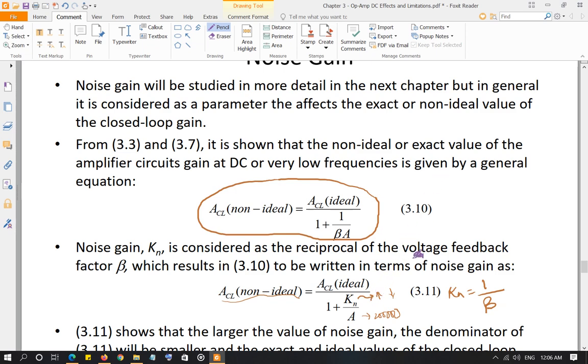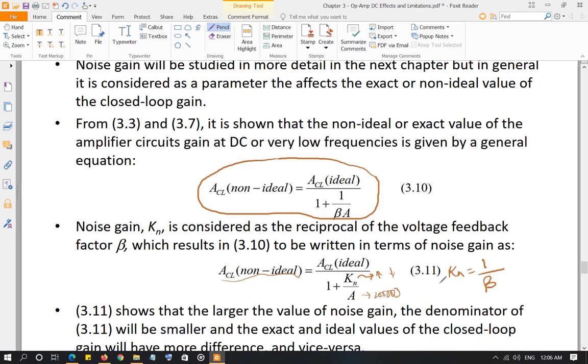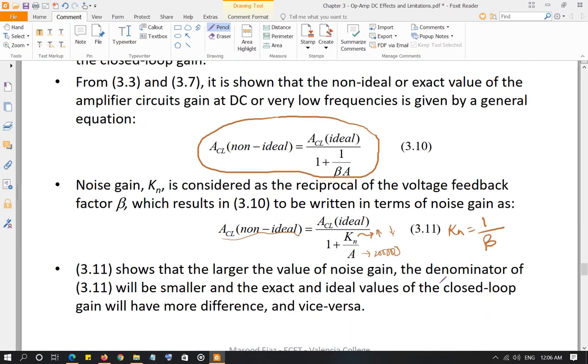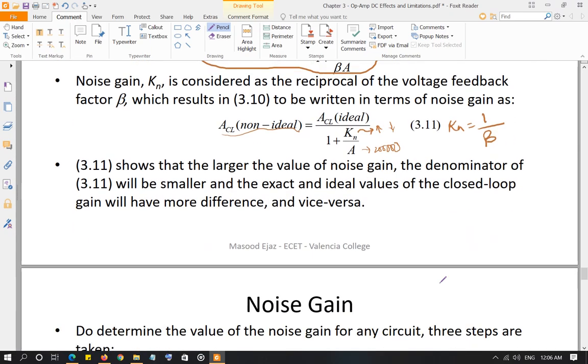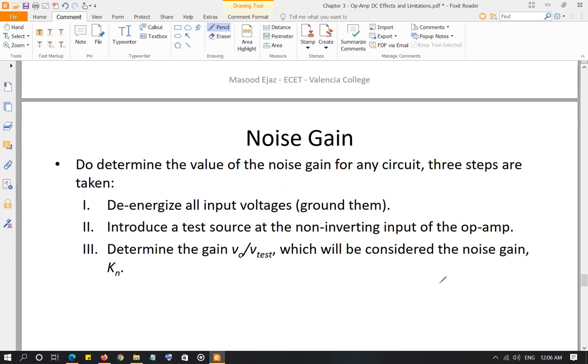So how do you calculate the noise gain to calculate the non-ideal gain value of any amplifier, not just inverting and non-inverting, but any amplifier? There are 3 steps that you have to go through to calculate the noise gain. The first step is you have to de-energize all input voltage sources. All the input voltage sources, you are going to ground them. Right now we're not talking about the bias sources, just the input source that you are connecting to the input terminals of your operational amplifier.